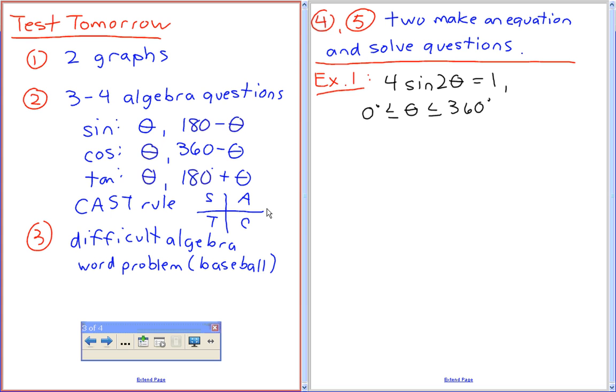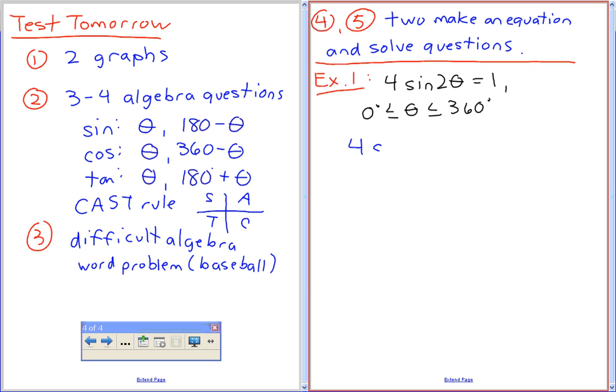Okay. So I'm going to divide by 4. I'm going to change that to sine 2 theta equals 1/4. Now again, if that's a nice equation, which it is, and you want to just try a nice decimal, you can change that to 0.25. But most people in this class have super calculators, so you can do it all in one step. That's true.